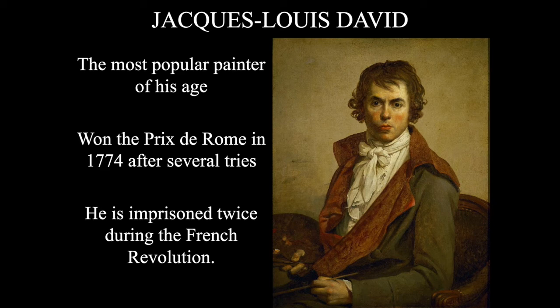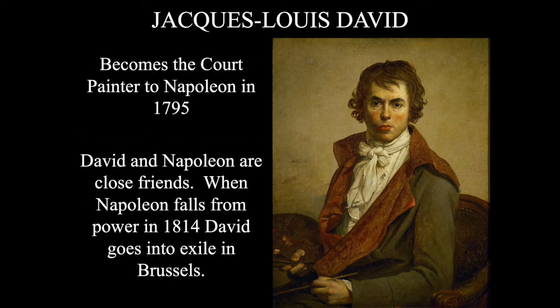During the French Revolution, he was imprisoned twice and becomes the court painter to Napoleon in 1795. Not only was he the court painter, but Napoleon and David were very close friends. In fact, when Napoleon falls from power in 1814, David goes into exile in Belgium.